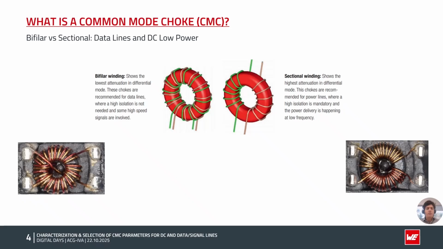So in a common mode choke, we have two different winding styles, and each of them is relevant to its intended application. On the left side, you can see that we have a bifilar winding where the wires are wound together. This provides the lowest attenuation in differential mode, which is especially critical for data lanes and high-speed signals. On the right side, you can see the sectional winding where the windings are separated. While this has a stronger effect on the differential signal, it offers improved isolation, making it particularly useful for DC lines and low-power applications.